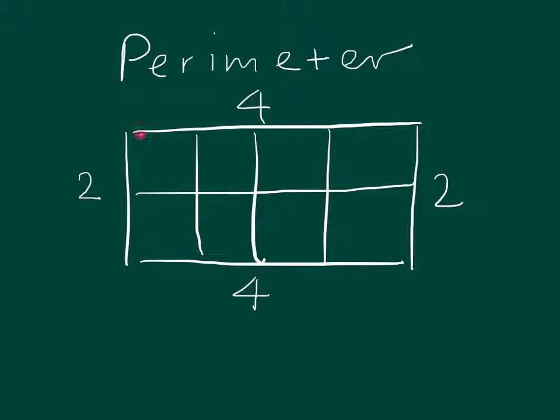So rather than counting 1, 2, 3 as we did before, we can add our sides together. So it's 4 plus 2 plus 4 plus 2, and that comes to 12.